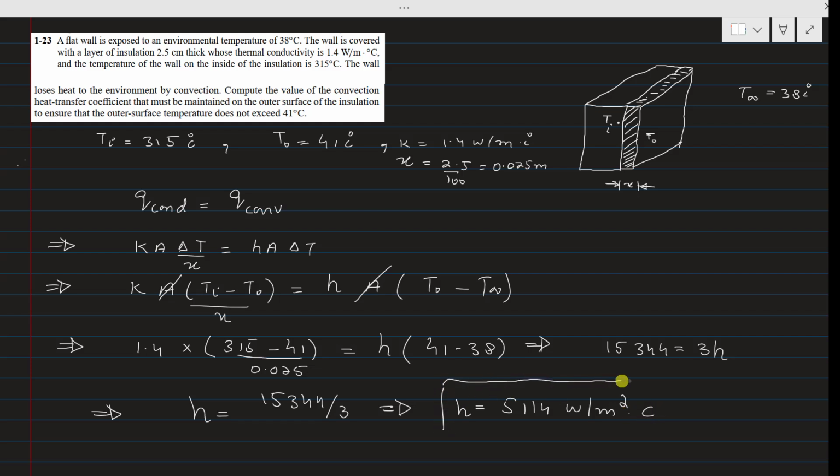And this is the final answer, that is the convection heat transfer coefficient in order to maintain the temperature of 41 °C at the outside of the insulation. So this much convection heat transfer coefficient is required, and this is our final answer.